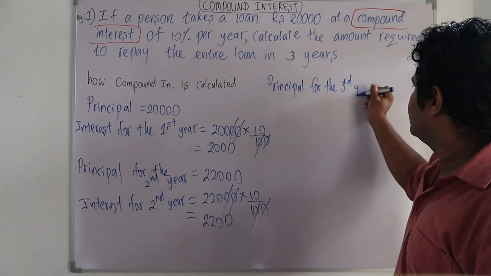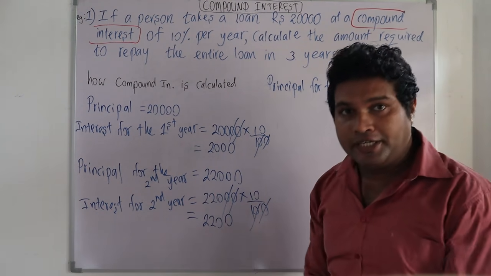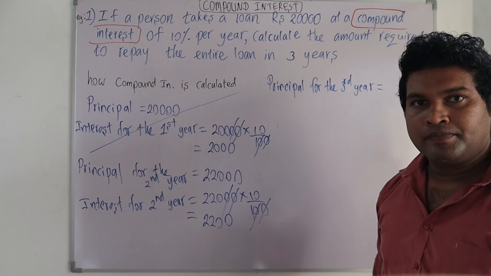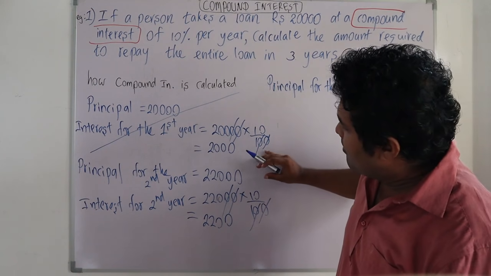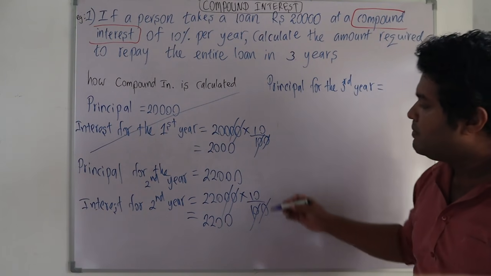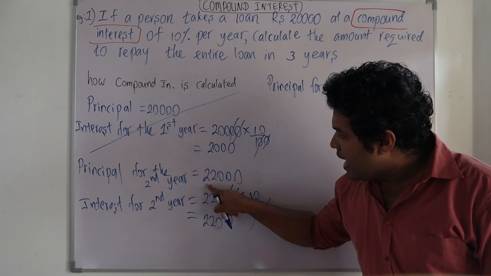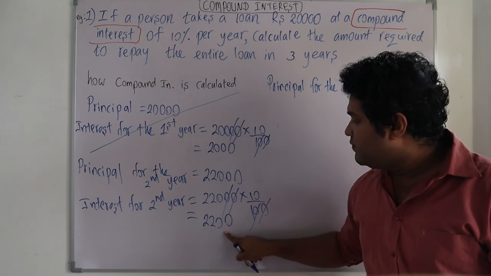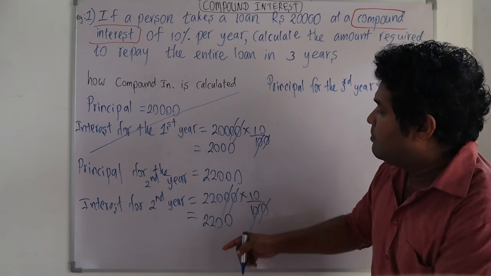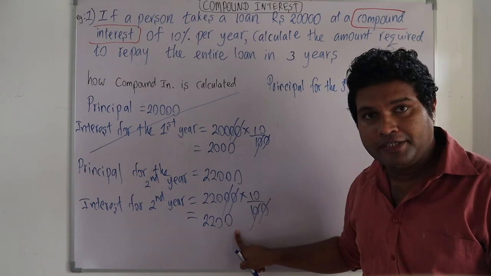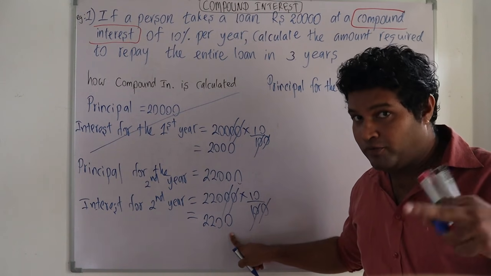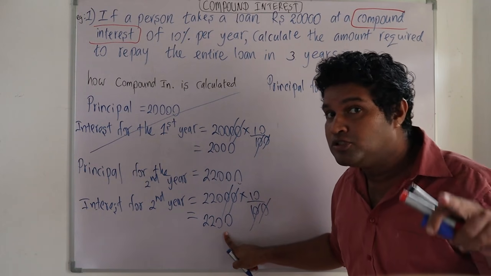This is a general method for calculating compound interest. The principal for the third year. Then you have to totally forget the first year, and by considering only the second year, we have to calculate the balance forward. What can be the balance forward? It was 22,000 at the beginning. At the end of the year, the interest was 2,200. Then what will be the total? The total will be 22,000 plus 2,200, which is 24,200.